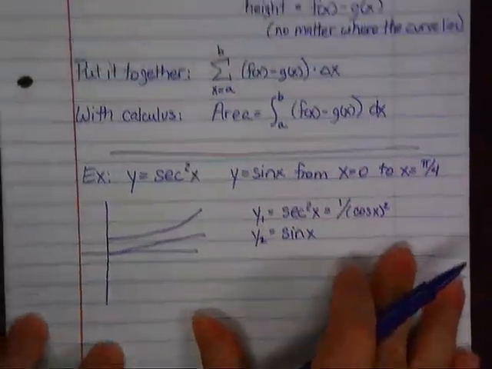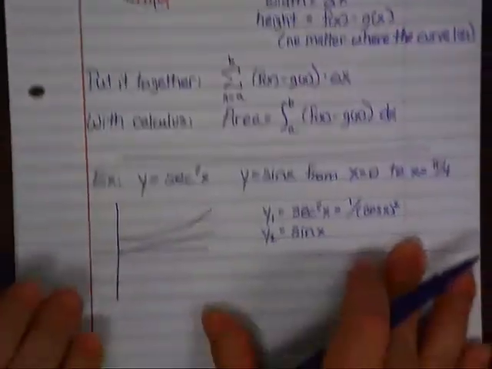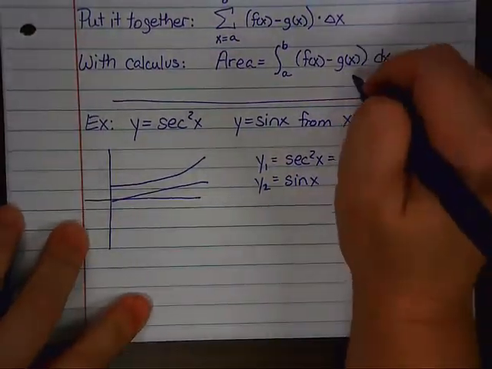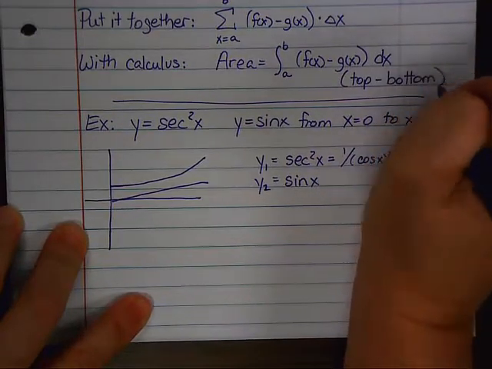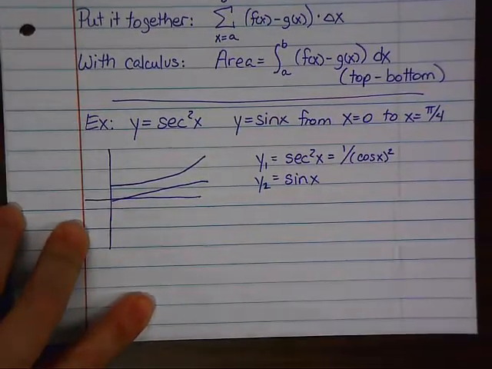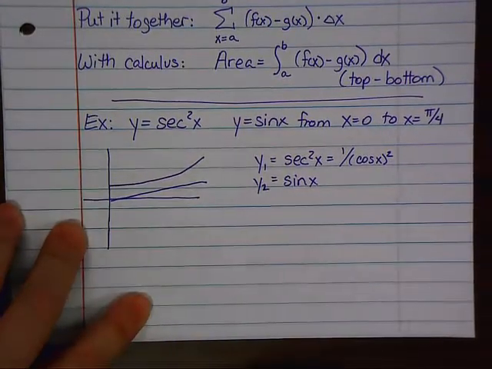When we did this graph up here, it was always the top curve minus the bottom curve, and that's what I want you to remember. So under here, I want you to write top minus bottom. Top minus bottom. Okay, and we note that as we do the problem. Now, which one of these two is top and bottom?